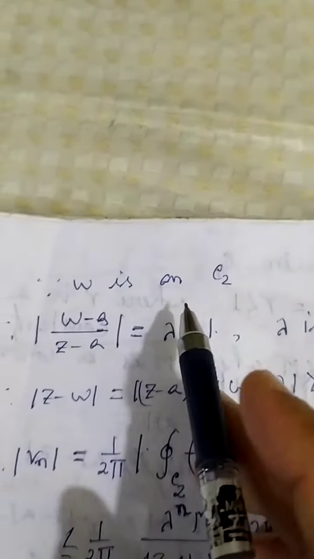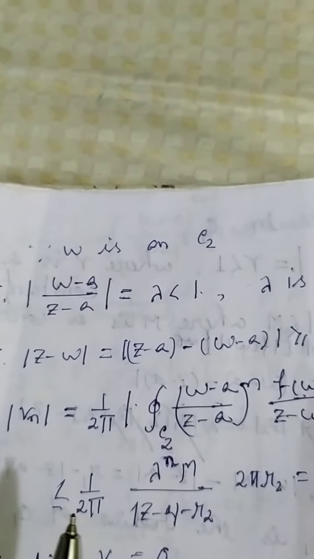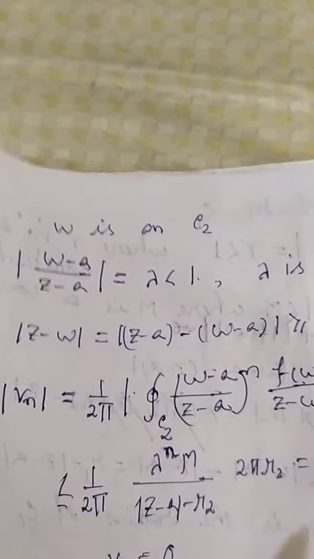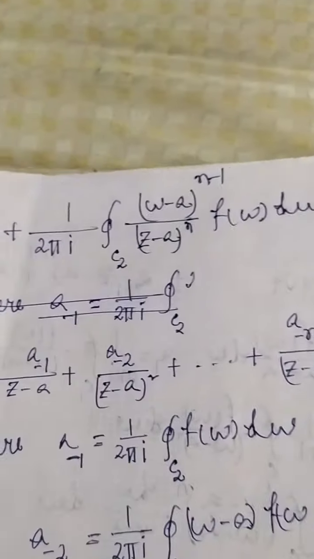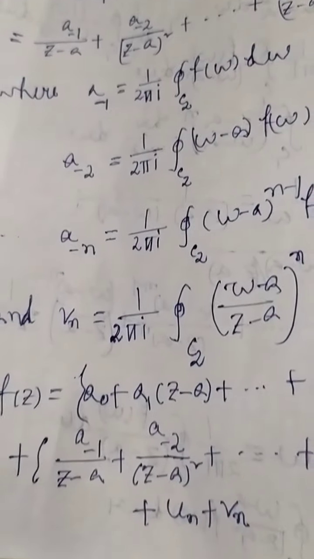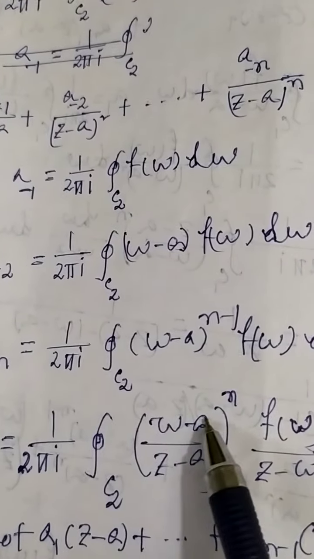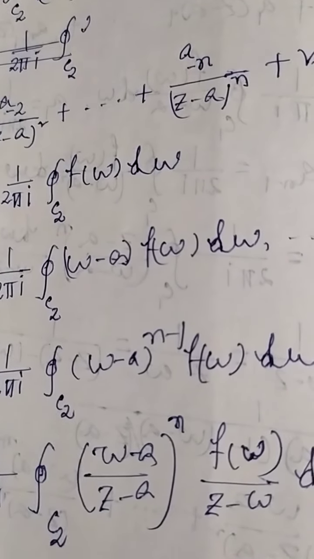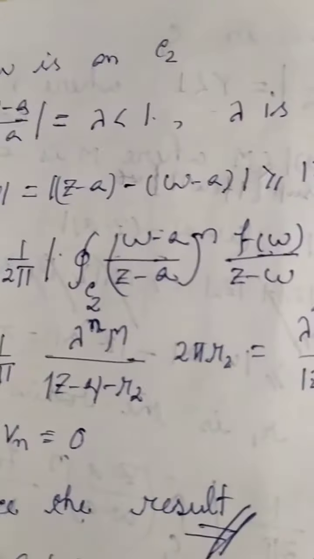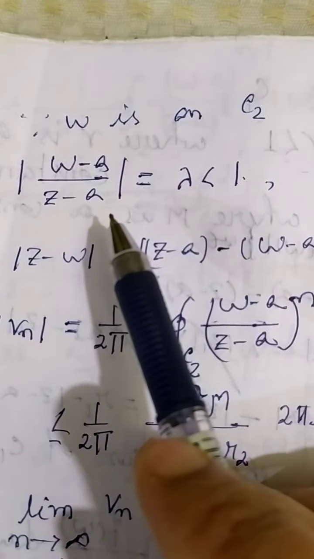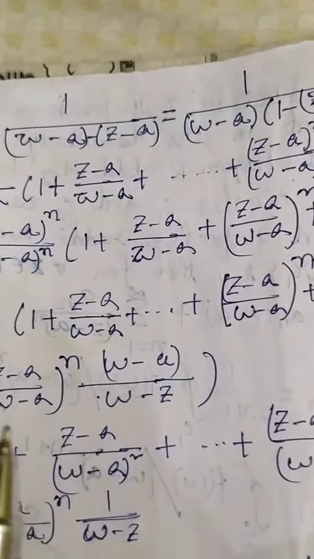Similarly, in exactly the same way, w is on C2. Our objective is to show that Vn is also equal to 0. This is our Vn, with w minus a divided by z minus a. W is in C2, meaning the second curve, so this ratio is less than 1.